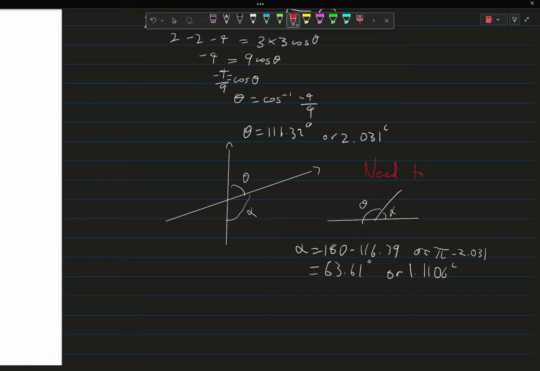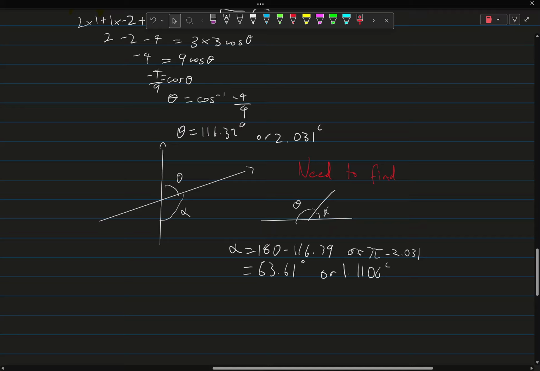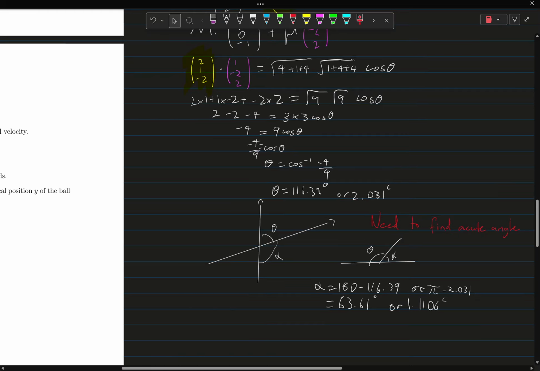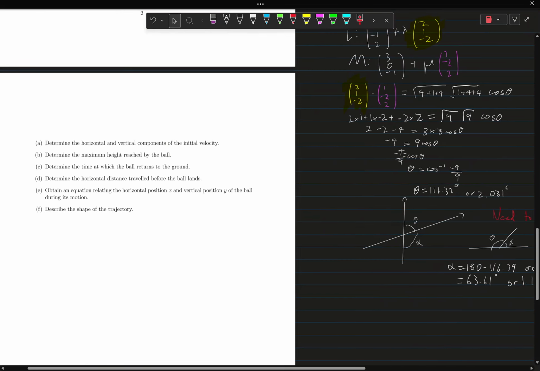Now, this is an important note. When we find the angle, we need to find the acute angle, because there's always going to be an obtuse angle and an acute angle, and the acute angle is the easiest to work with, because big numbers are scary for mathematicians, so they prefer small numbers.